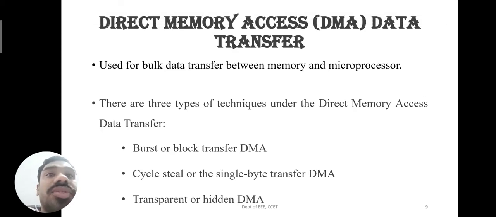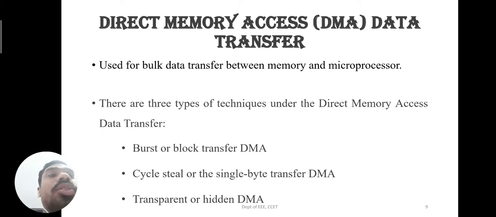The last mode of data transfer scheme is DMA, or direct memory access. DMA is used when a bulk of data is required to be transferred into the microprocessor. That means there is more than 1 byte of data to be transferred. Basically, there are three modes of operation for this.